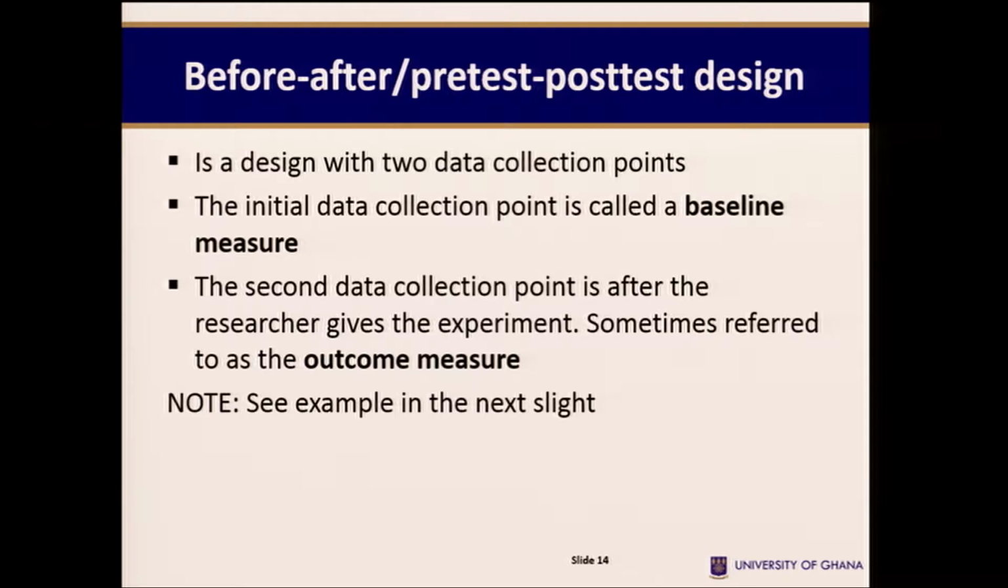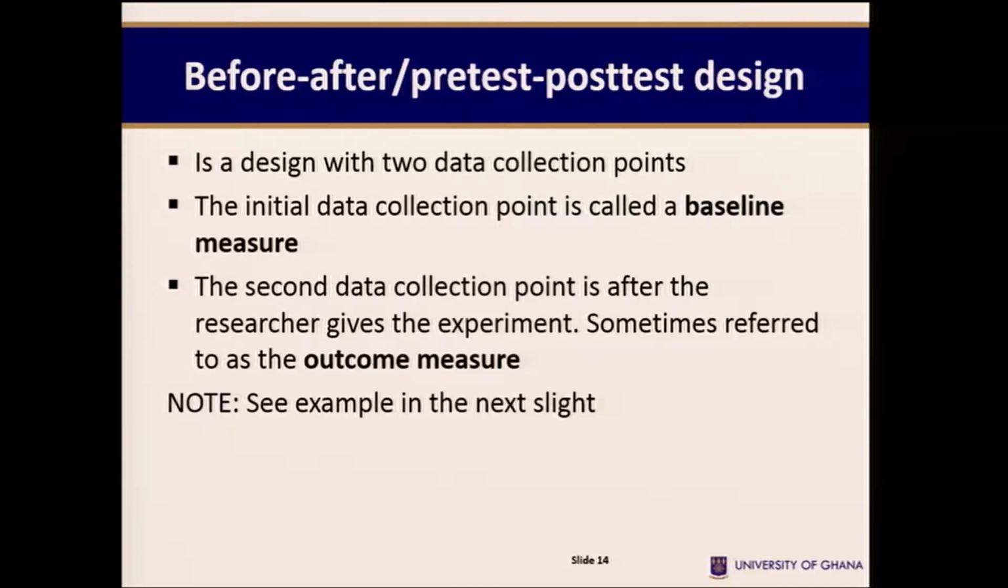Before, after, or pre-test, post-test design. This one is the opposite of the first one that we described. Here you have two data collection points. You have divided the students into two. They fill the questionnaire before they do the dance. That questionnaire is called the baseline measure. After they do the dance, you ask them to fill the same questionnaire again, and that is the outcome measure. And then you do the analysis and compare the findings.